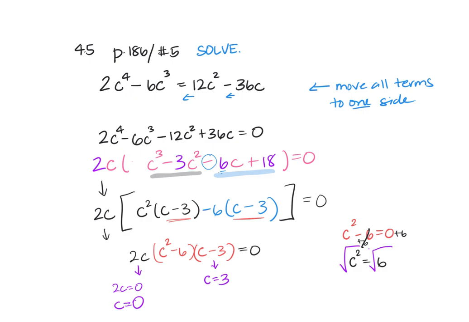And when we do that, you need to put a plus or minus. So c is also going to be equal to plus the square root of 6, and it's also going to be equal to negative root 6. So all of your answers, when you solved for that, you would say that c was equal to 0, it's equal to 3, and it's also equal to plus or minus root 6.